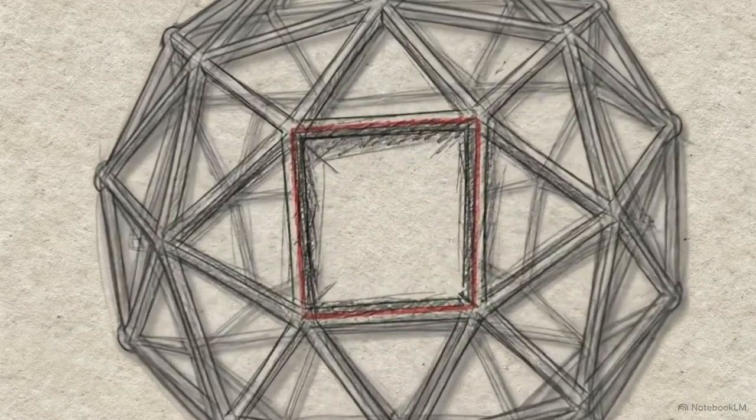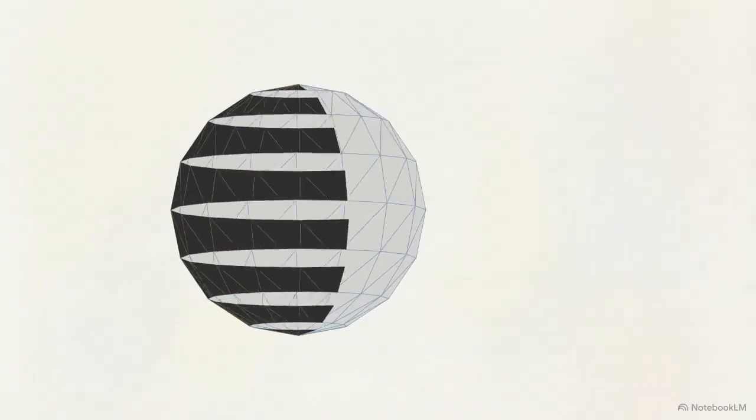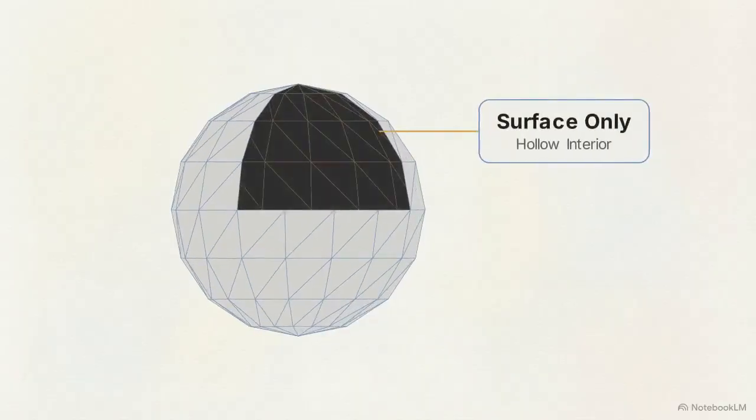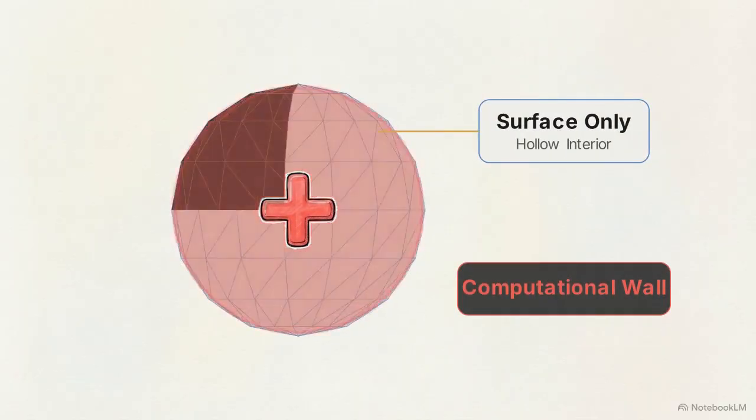For decades, rendering a virtual environment meant building it out of triangle meshes. These are essentially rigid, hollow shells. They are computationally cheap, but because they only represent a surface, making them look perfectly real is incredibly difficult.